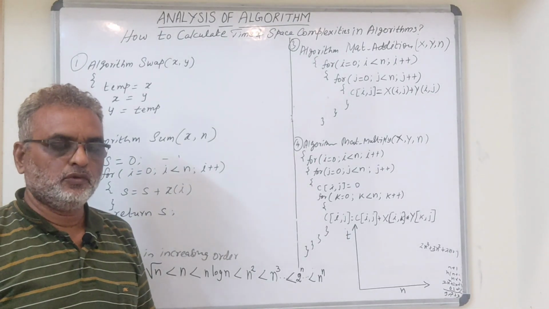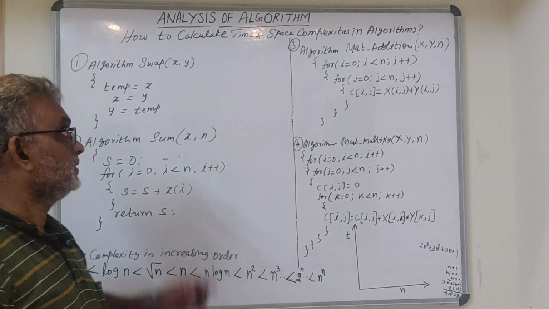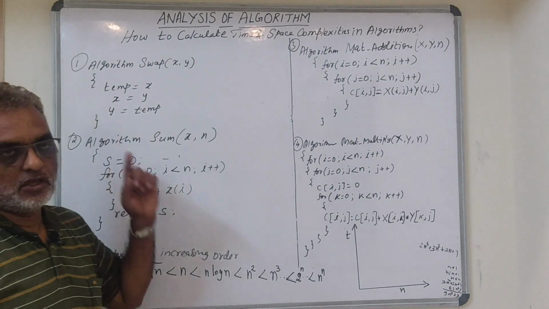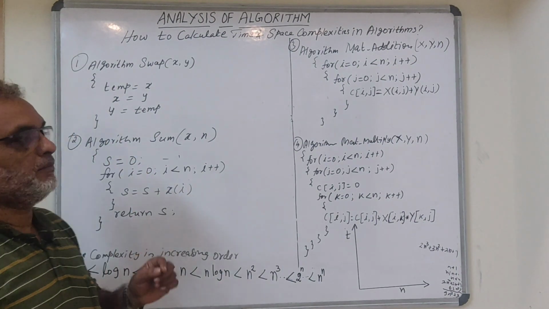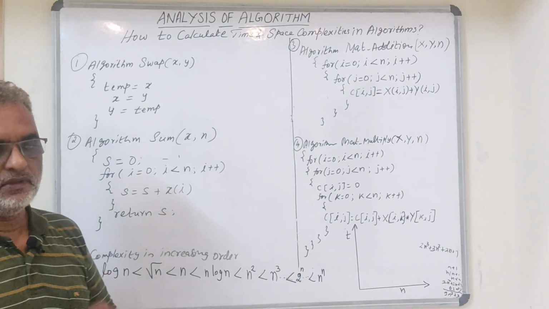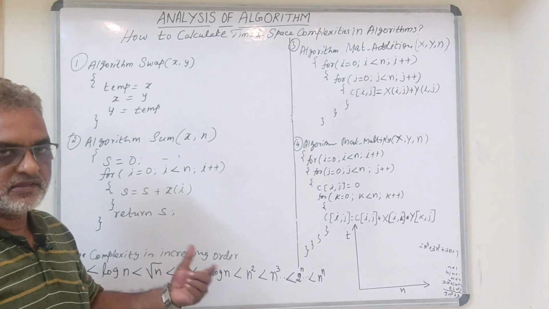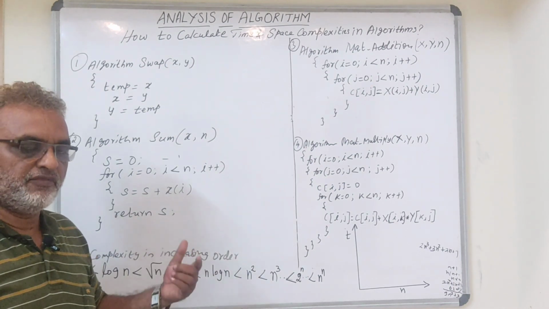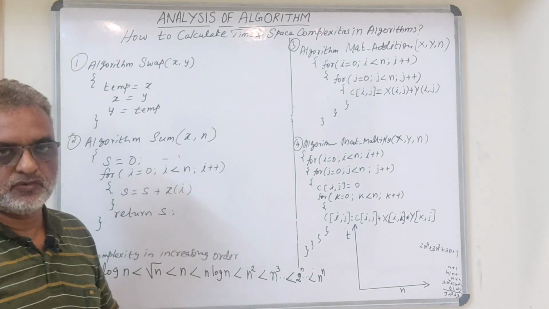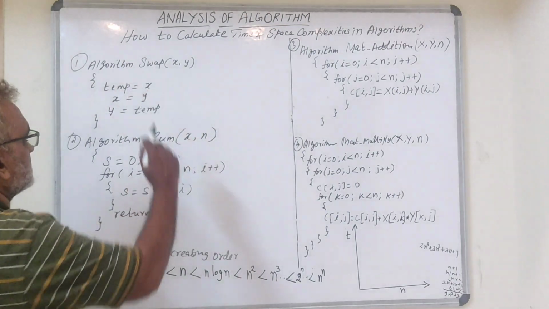So in this video we are going to discuss a very important concept from analysis of algorithms, that is how to calculate time and space complexities in algorithms. Here I have 4 algorithms, and let us see how this time function and space function can be calculated in all these 4 algorithms. Let us start with the first one, swap x comma y.